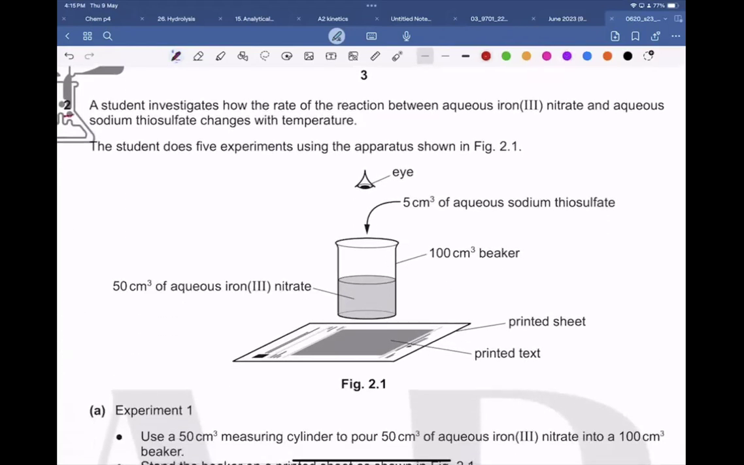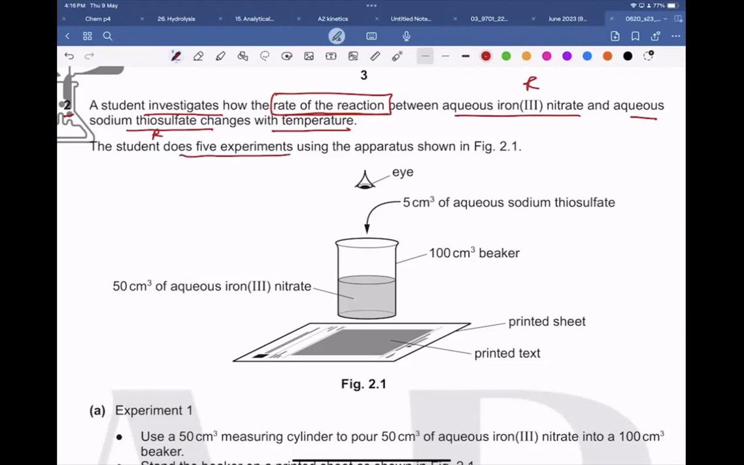Now question number 2. A student investigates how the rate of a reaction between aqueous iron 3 nitrate and aqueous sodium thiosulfate changes with temperature. So see, they have given you the objective, the purpose of the investigation, to see the difference in the rate at different temperatures, and the reaction is between iron 3 nitrate and sodium thiosulfate. These two are the reactants.